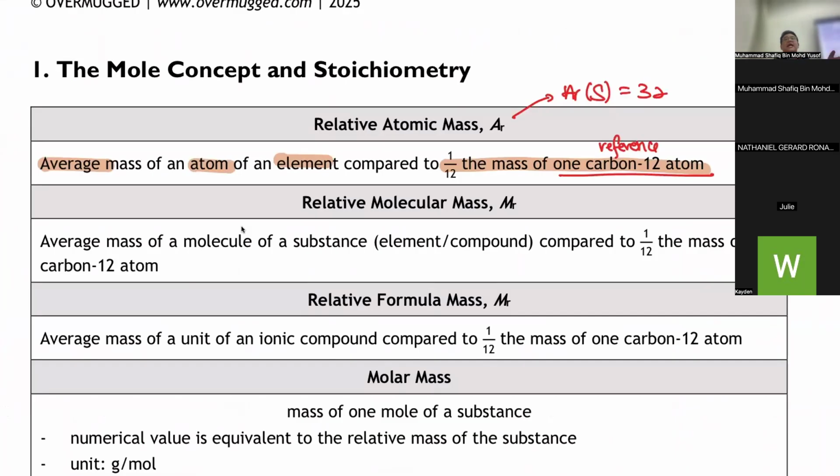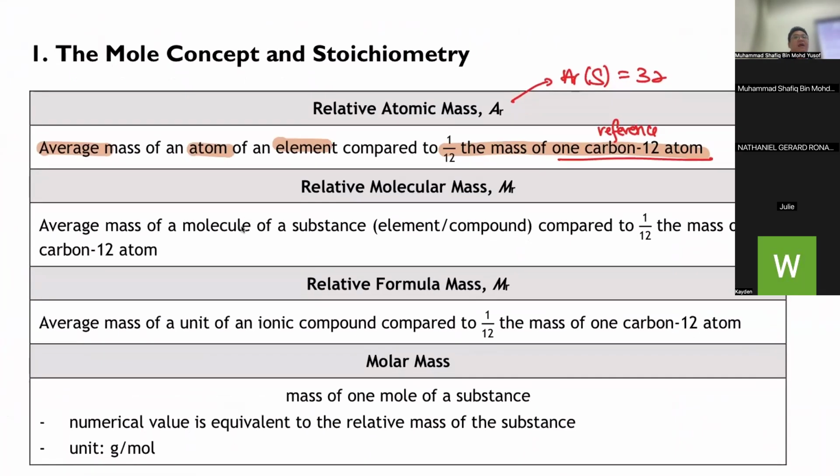Okay, now there's a second definition, which is MR. But unfortunately for all of you, MR has two different definitions. Later I will discuss why. One is relative molecular mass. The other one is relative formula mass. What's the difference? Take note: one is for molecules, the other one is for ionic compounds. So that's the difference. One is for molecules, one is for ionic compounds.